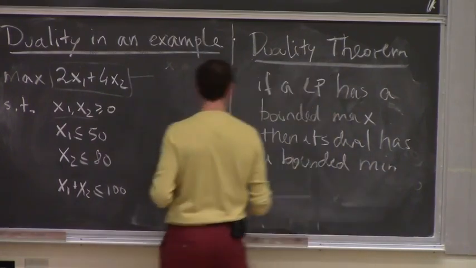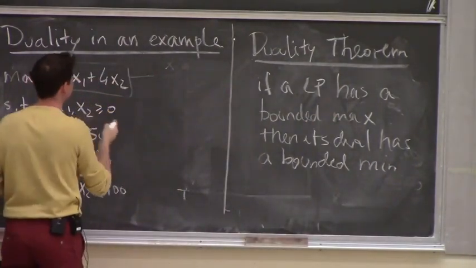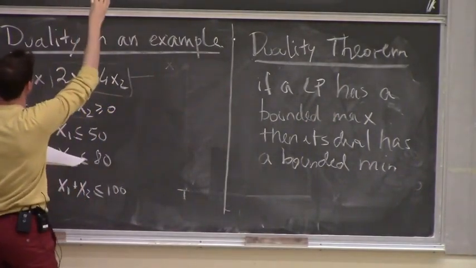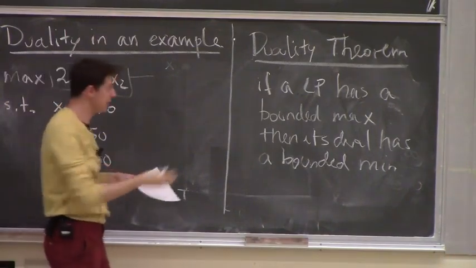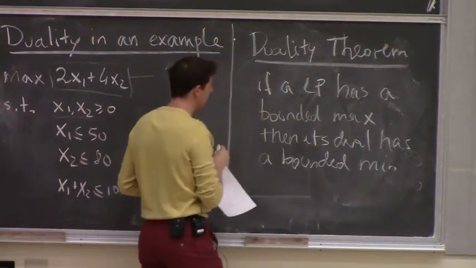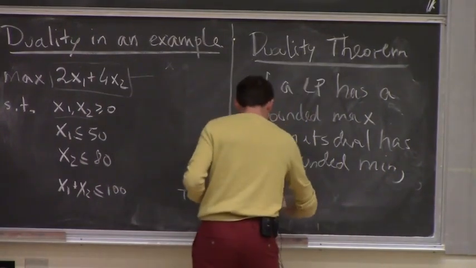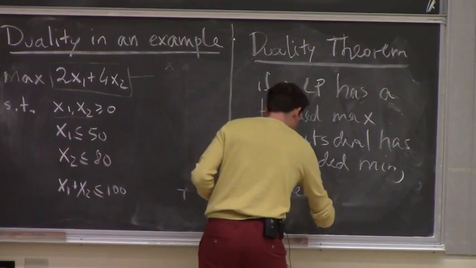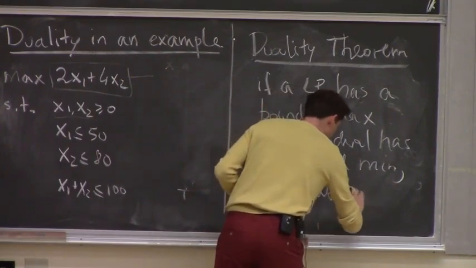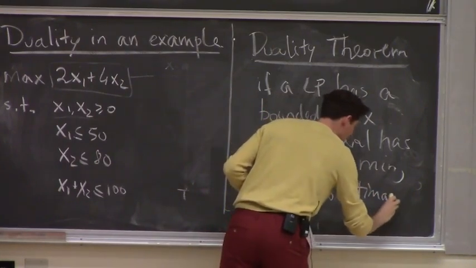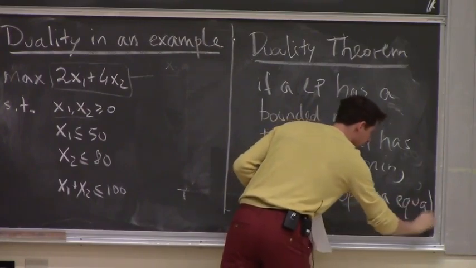right? Because when you minimize, you could also have no bottom, right? But this is saying that if your primal has a bounded maximum, then the dual has a bounded minimum, and the two optima coincide. Okay?